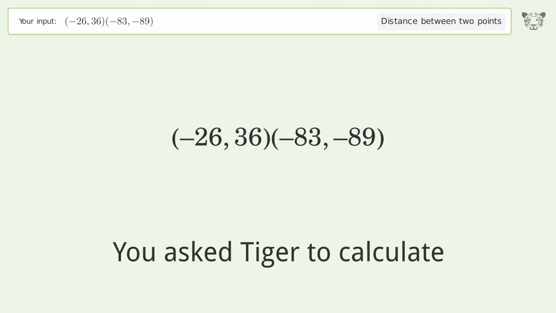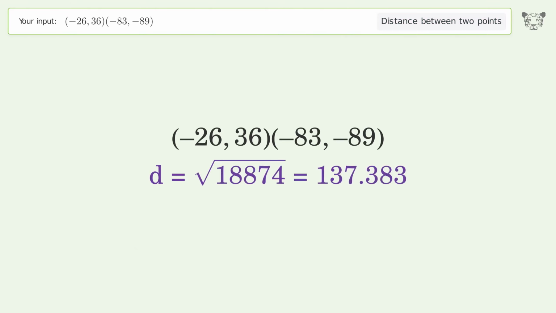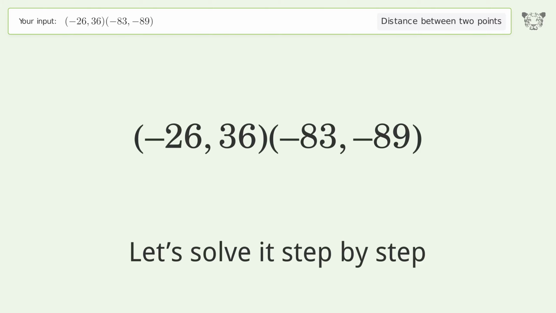You ask Tiger to calculate. This deals with the distance between 2 points. The distance between the 2 points is the square root of 18,874, or 137.383. Let's solve it step by step.